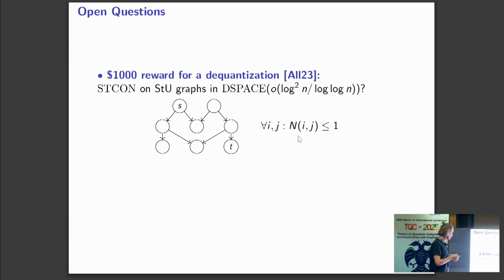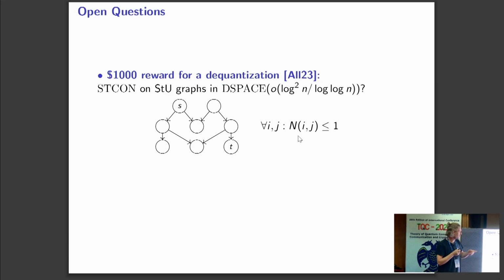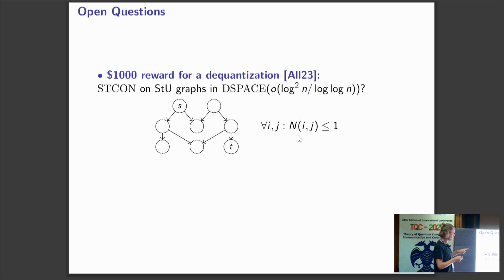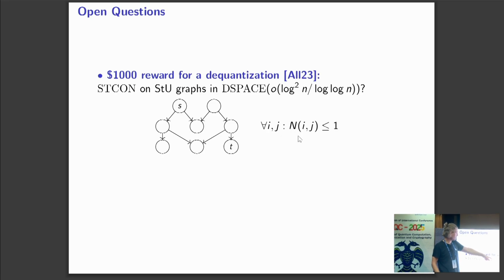So the open questions. There's this $1,000 reward for dequantization. What does that mean? Eric Allender in '23 got his emeritus, and he wrote this long list of problems that he cares about, that he wants to see solved. One of them is, can you solve STCon on strongly unambiguous graphs? Those are graphs for which you have the promise that the number of paths between any pair of vertices is at most 1.